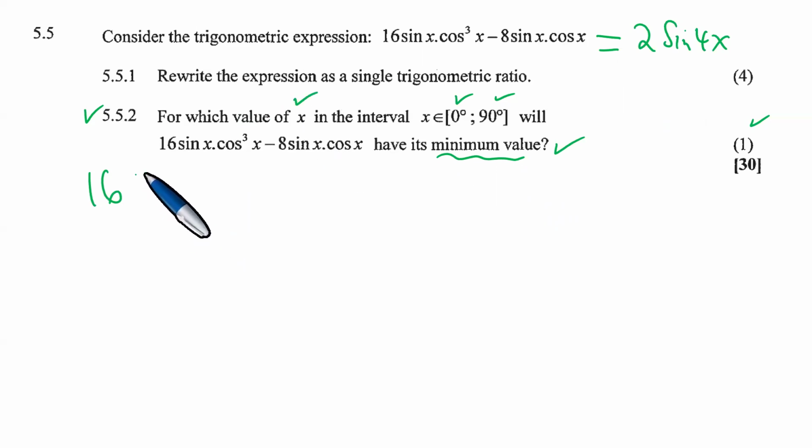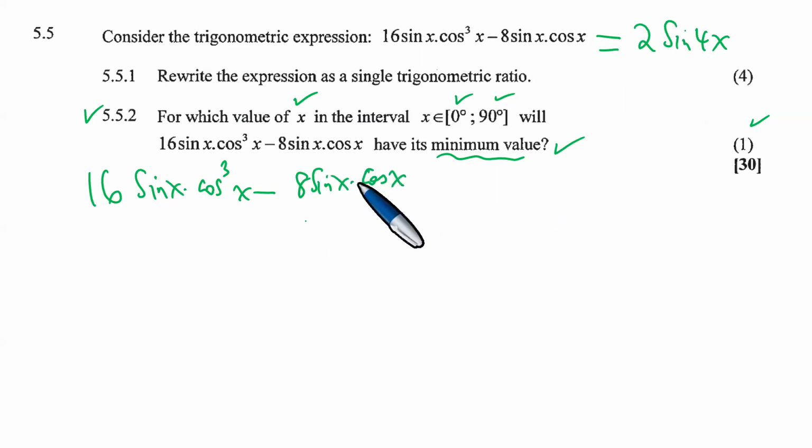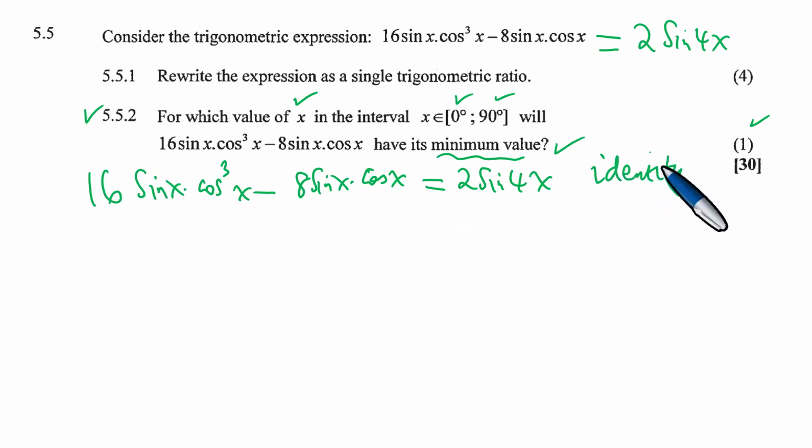If you have 16 sine x cosine cubed x minus 8 sine x cosine x, this expression is equal to this, and this becomes an identity because this equals this. It's an identity because it's true for all values of x. It's called an identity. It's a law in trigonometry. Now, for which value of x in the interval will this expression have its minimum value?